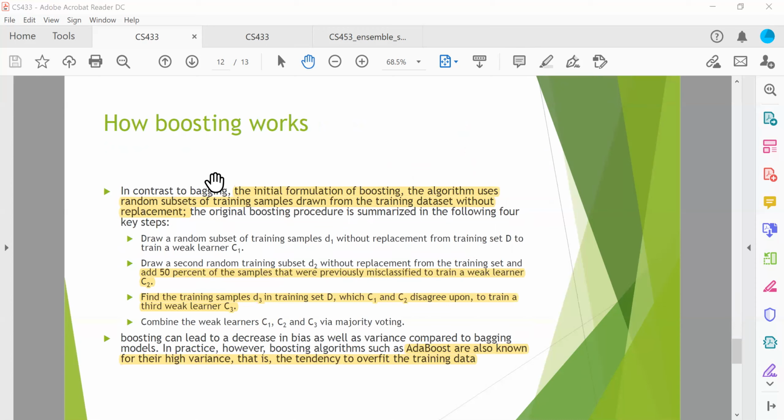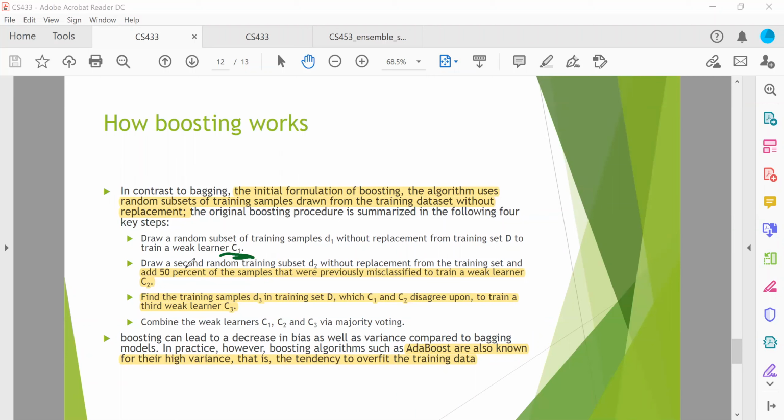Here it also says how boosting works. Initially, you randomly select some training samples. But be careful, for boosting it's without replacement, not like bagging. You draw some random sample without replacement, and we train the learner. We apply some learning method and we call it a weak learner.